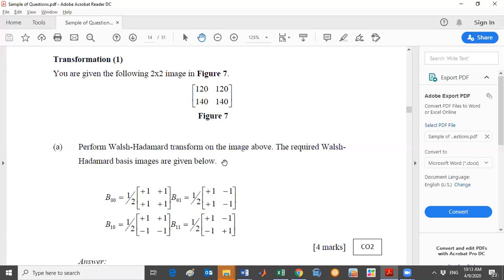Okay, so how do we perform transform? So basically you have forward and reverse. So to perform forward transform, what you need to do is to take this image and then you do a dot product with each of these basis images. Still remember dot product? Multiply 120 with 1, plus 120 multiply with 1, and so on. Are you following? Like your convolution?